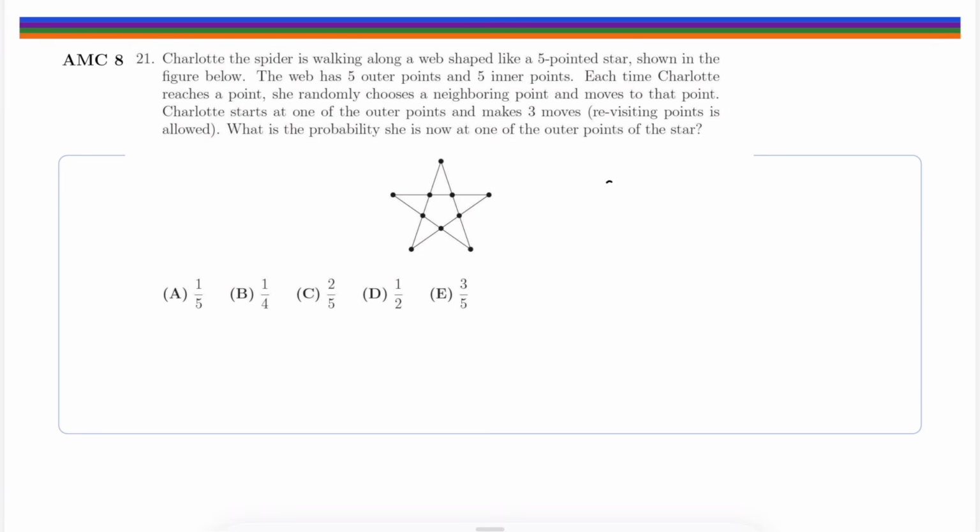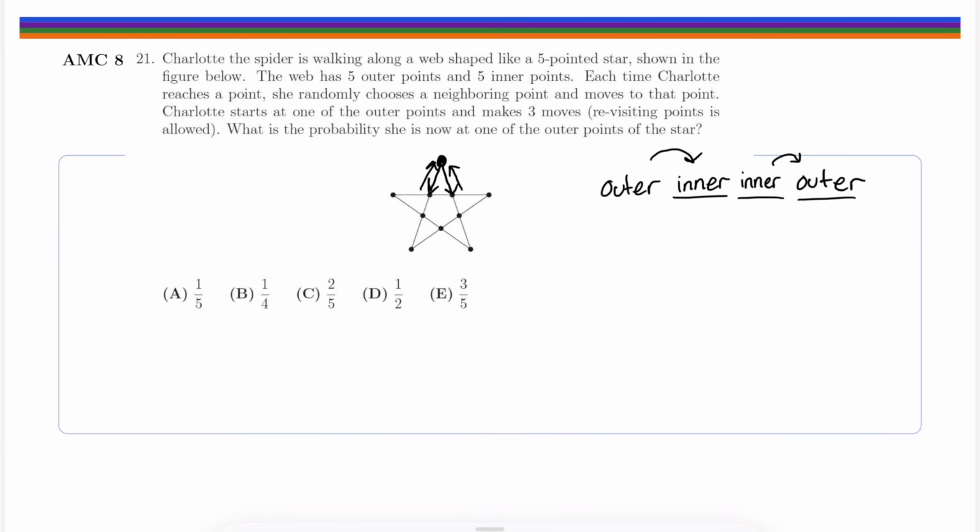Okay, so we know that Charlotte starts at one of the outer points, makes 3 moves, and ends on one of the outer points. If Charlotte starts at an outer point, she can move either here or here, both of which lead to an inner point. So from an outer point, Charlotte must go to an inner point. When thinking the opposite way around, if Charlotte is to end on an outer point, that means that she must come from an inner point. So she must come from an inner point to get to an outer point.